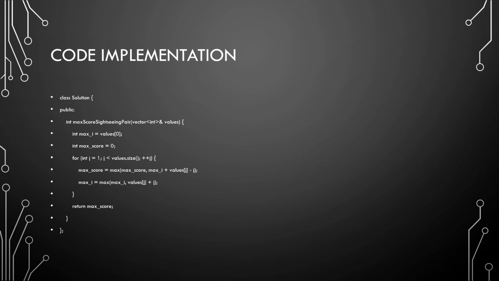Now let's take a look at the code implementation. The solution is straightforward. We initialize max_i with values[0] and iterate over the array starting from index 1. For each index j, we calculate the score and update max_score. We also update max_i with the maximum of the current value of max_i and values[j] + j. The final value of max_score is our result.